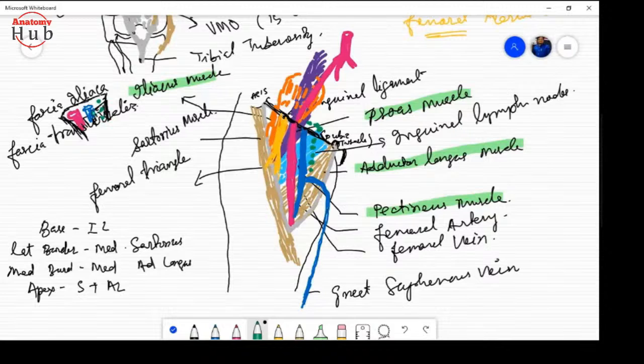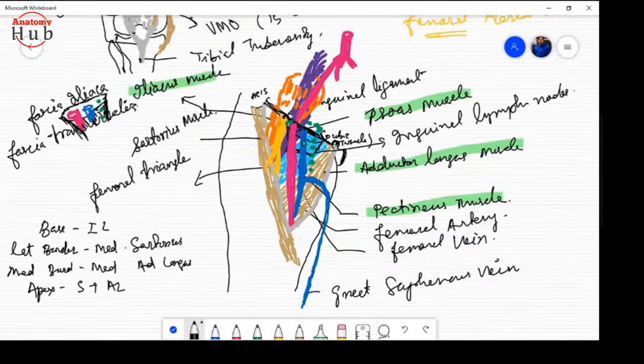Funnel shaped sheath, and this sheath is made up anteriorly by the fascia transversalis and posteriorly by the fascia iliaca. Fine. Now this sheath is covering the femoral artery, covering the femoral vein, and covering your inguinal lymph nodes. It comes downward and ends 2 to 3 cm below the inguinal ligament. So this funnel shaped fascial sheath is known as your femoral sheath.